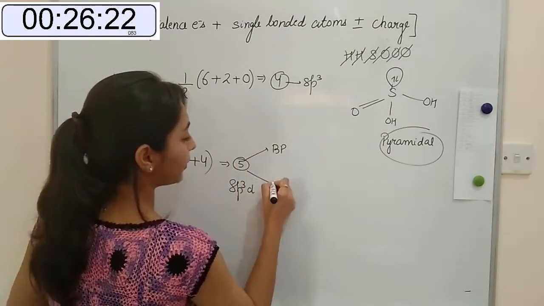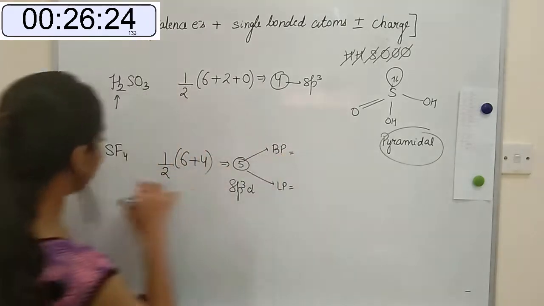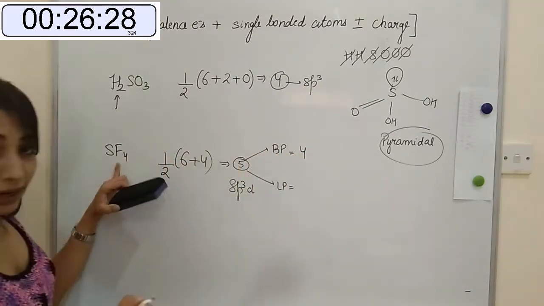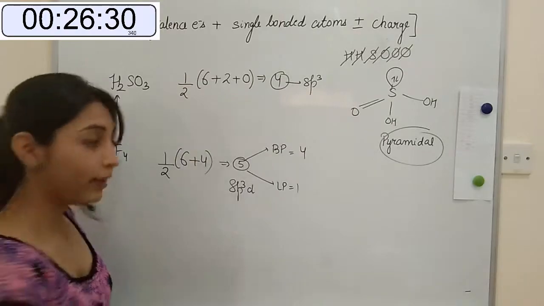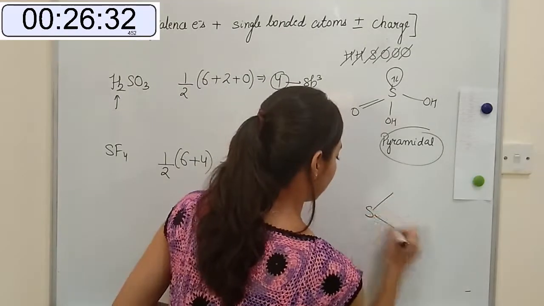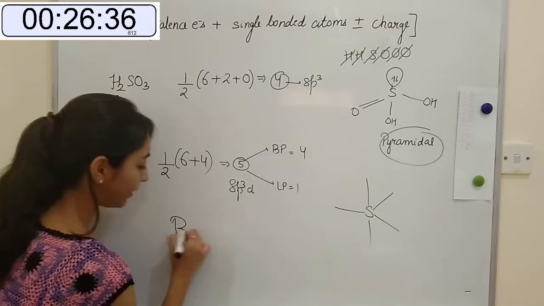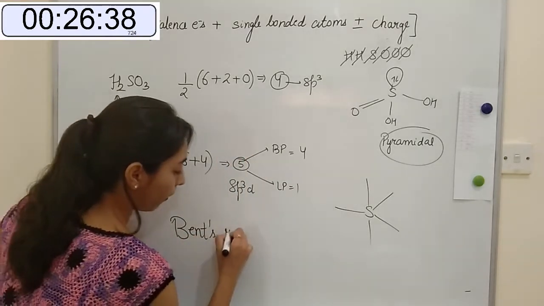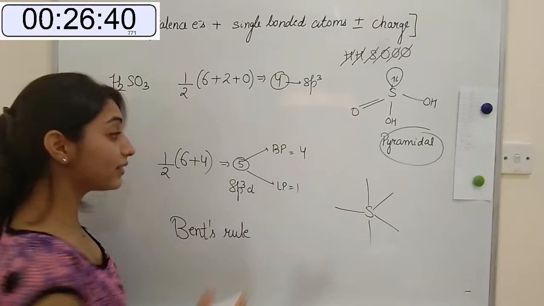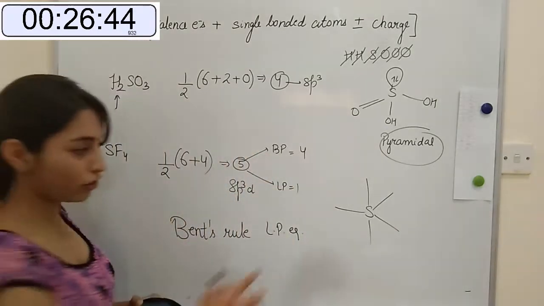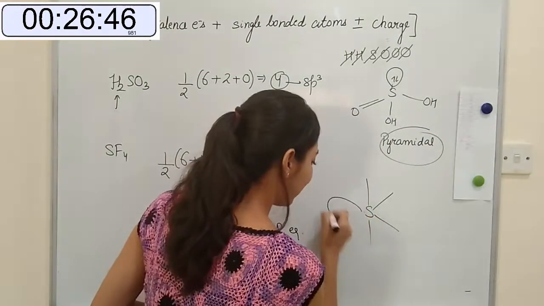How many bond pairs and how many lone pairs are there? So we have bond pairs equal to 4 because 4 are there, lone pair equal to 1. Now it should be S, something like this, right? Now remember Bent's rule. What does Bent's rule say? It simply says that the lone pair goes to the equatorial position. So just make the lone pair go to this equatorial position.